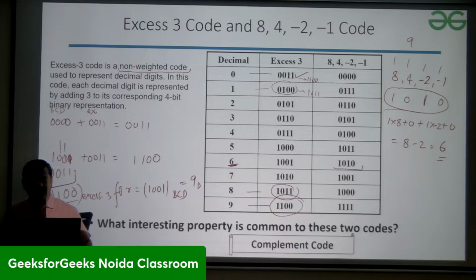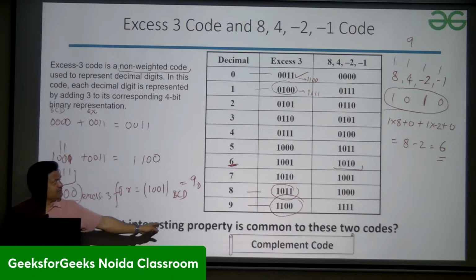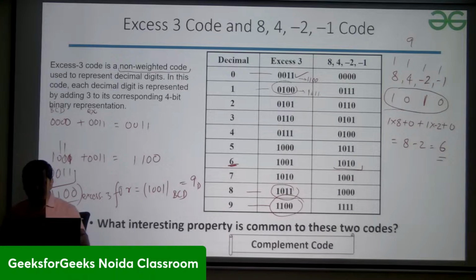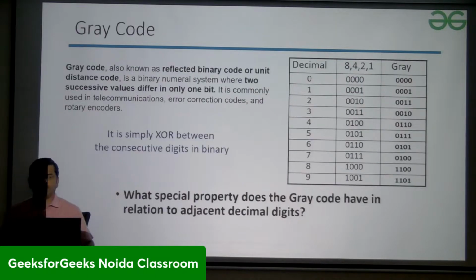Okay. So the interesting property among these two codes is that they are complement codes. Gray code: any number can be converted into gray code. What you have to do is simply convert into binary and then from binary to gray. And gray is nothing but the XOR between two adjacent bits. So it is not that it is always XOR: the first bit, the MSB, is to be taken as it is.